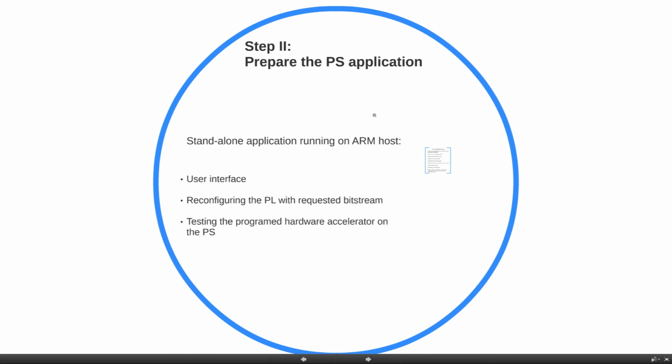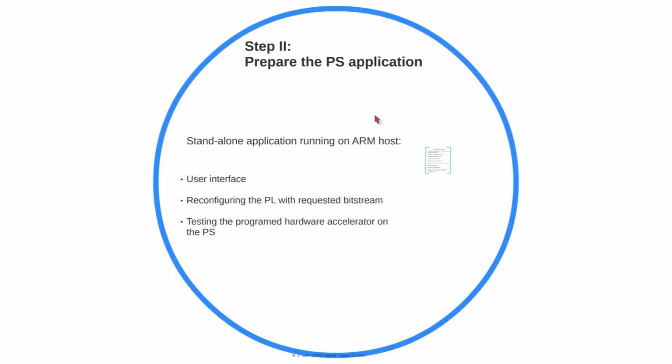Now, as the step 2, when your hardware accelerators or PL configurations, when they are all ready, you need to develop in fact your standalone application, which is going to be executed on your ARM host. And this standalone application is responsible for receiving the user input, which accelerator he wants to use to program the PL. And then this standalone application is responsible for reading the file from the SD card and then to transfer the data through the PCAP to the PL.